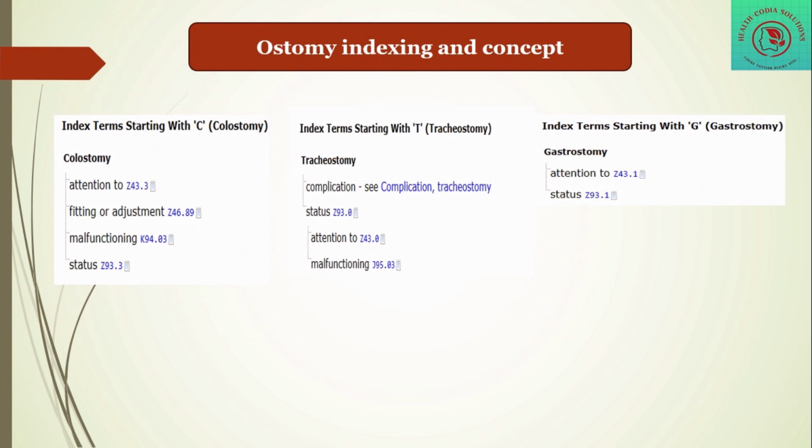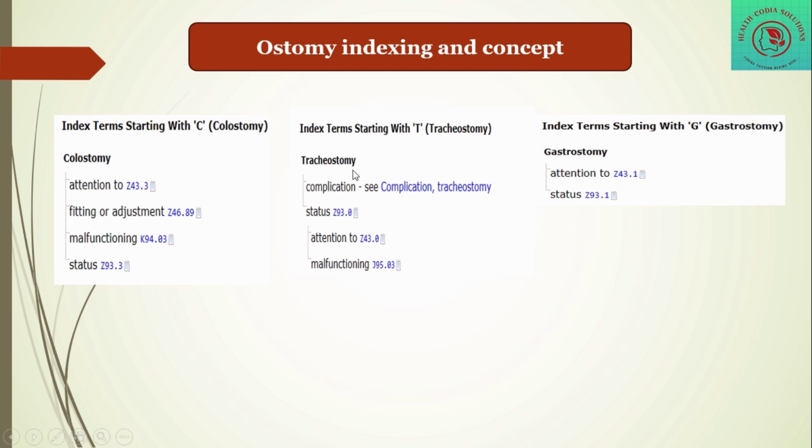All right. So right now we will look into the indexing part. How do we look up ostomies in the ICD-10 guidelines or book? Now here you can see colostomy. There are multiple subtitles to that, or multiple indentations you can say. Under colostomy you have the attention code, under colostomy you have fitting or adjustment code, under colostomy you have malfunctioning code, under colostomy you have status code.